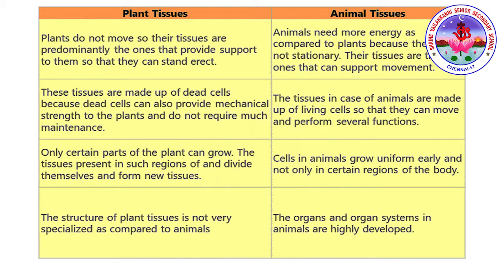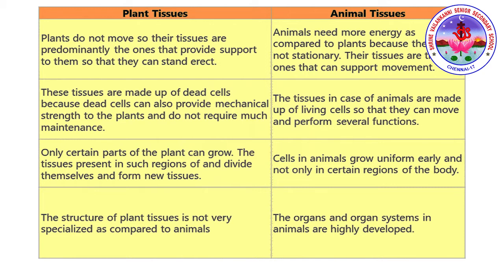Animal tissue. Animals need more energy as compared to plants because they are not stationary. That is, animals can move from one place to another. Their tissues are the ones that can support movement. So in animals, the tissues help in movement. Plant support tissues are made up of dead cells, because dead cells can also provide mechanical strength to the plant and do not require much maintenance. Whereas the tissues in animals are made up of living cells so that they can move and perform several functions.